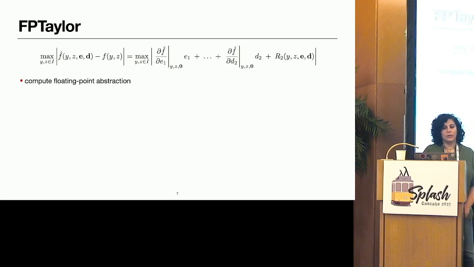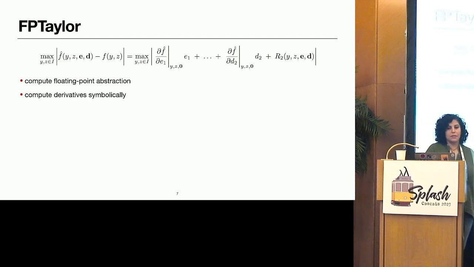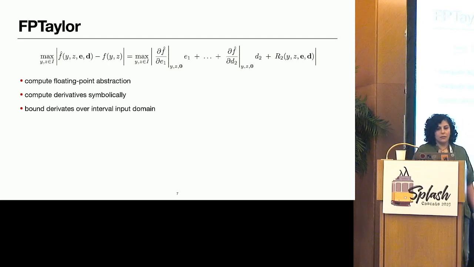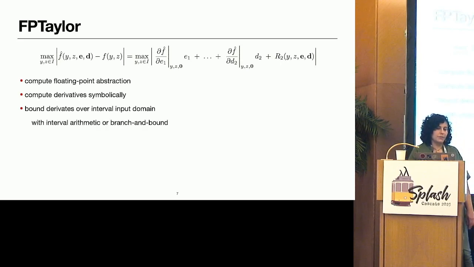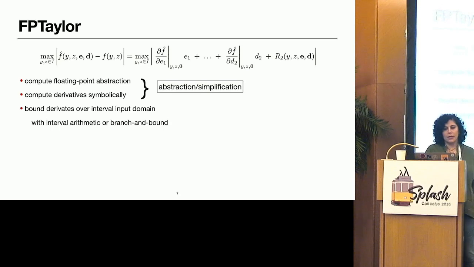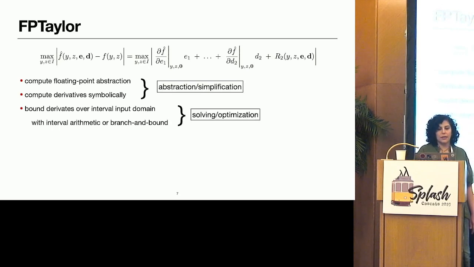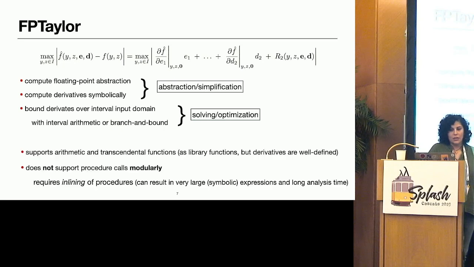In short, FPTaylor first computes the abstraction of function f, and then it computes the derivative symbolically. It then maximizes the above expression using rigorous optimization techniques such as interval arithmetic and branch and bound. So we can say that FPTaylor computes the error in two steps, an abstraction or simplification step and a solving or optimization step. FPTaylor has support for transcendental functions, as long as they have well-defined derivatives.